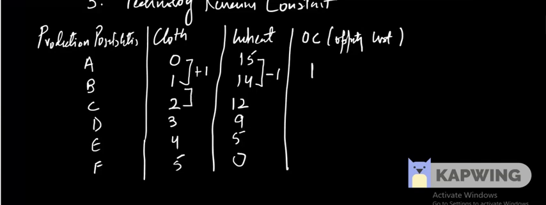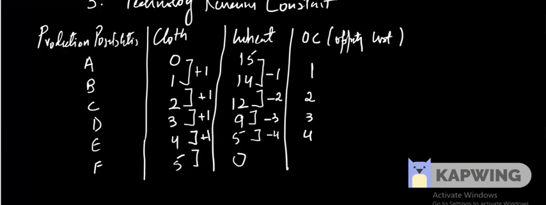Now if an economy wants to produce 1 additional unit of cloth, it is giving up 2 units of wheat. Moving on to the production of an additional unit of cloth, an economy is giving up 3 units of wheat, and so on. For another unit of cloth, it is giving up 4 units of wheat. So the opportunity cost is 4, and for one more additional unit of cloth, it is giving up 5 units of wheat. So if we see here, there is a rise in the opportunity cost from 1 to 5.